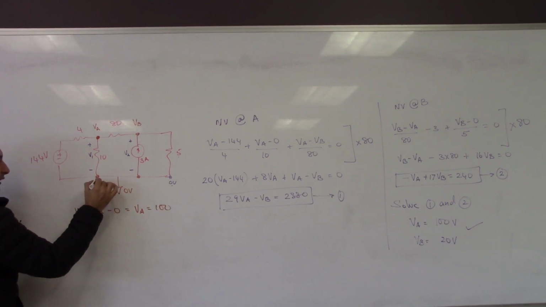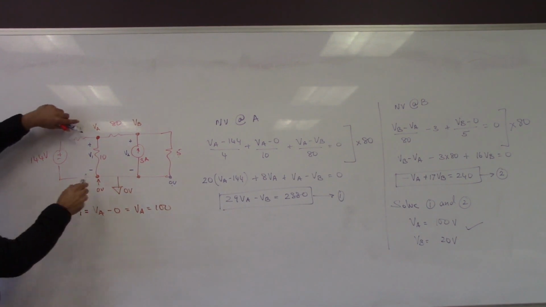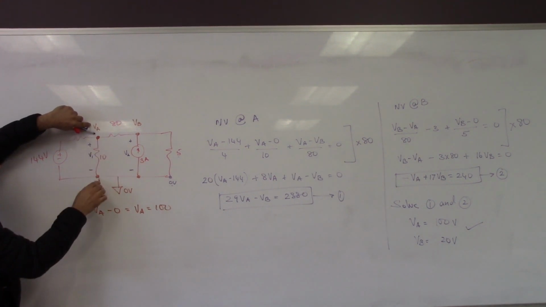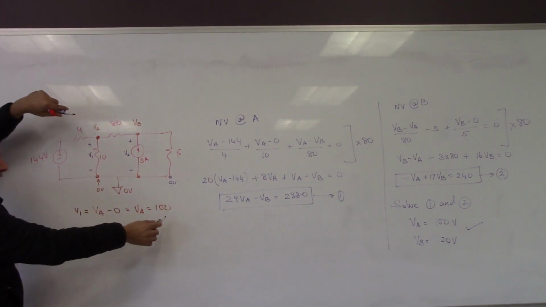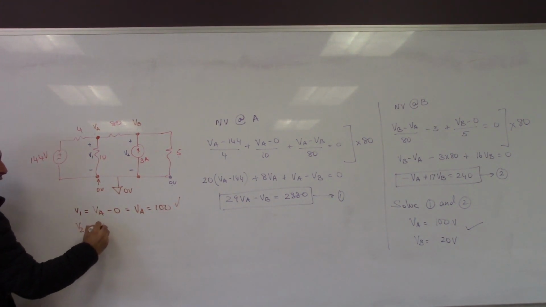This end is 0 volts, so when you measure here, VA minus this terminal, which is 0, that will be 100 volts. Same thing with V2. V2 will be equal to VB minus 0.